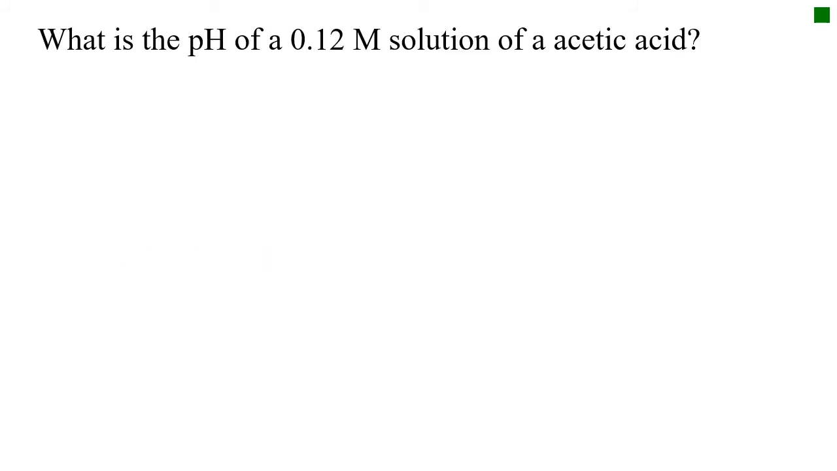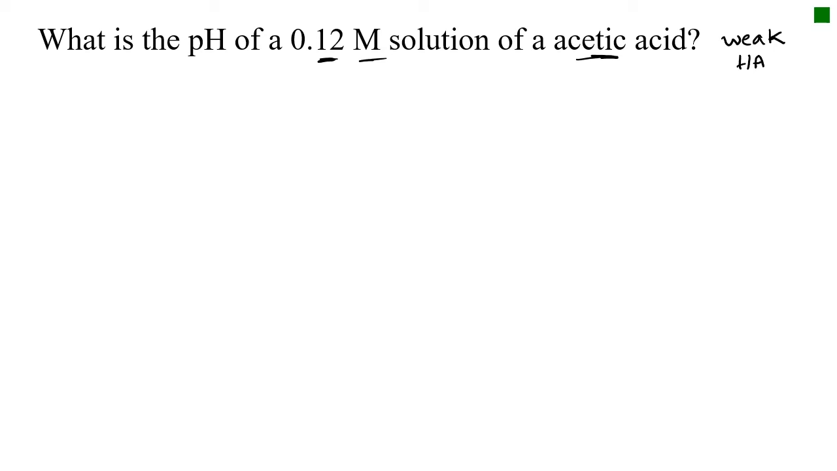What is the pH of a 0.12 molar solution of acetic acid? Well, first of all, you don't even have to know what the formula of acetic acid is. We know, one, that it's weak. How do we know it's weak? Because it's not on the list of strong acids we memorized. Anytime you have a weak acid, you can just call it HA and you can run from there.